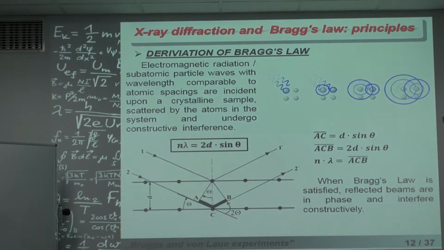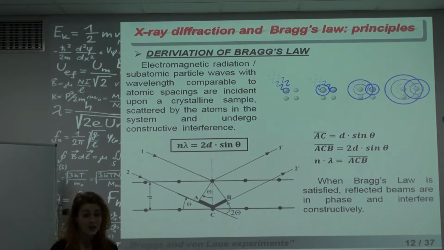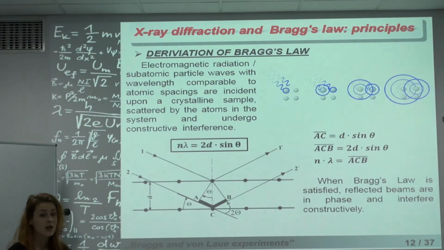The physical explanation is easy: we have electromagnetic radiation or subatomic particle waves with wavelengths comparable to atomic spacing, so we can see the phenomenon of diffraction. They are incident upon some crystalline sample, scattered from the atoms in the system, and they undergo constructive interference in order to see something. So we have Bragg's law.